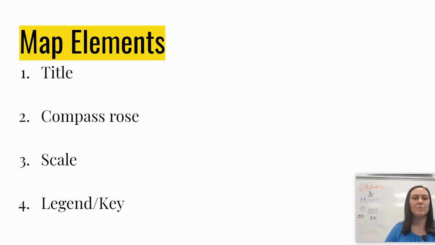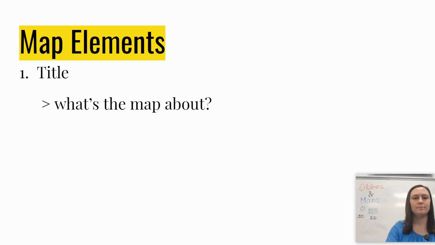I have. So we have title. These are in no certain order, just the order I put them in. Compass rose, scale, and the legend or key. Either way you say it is right.